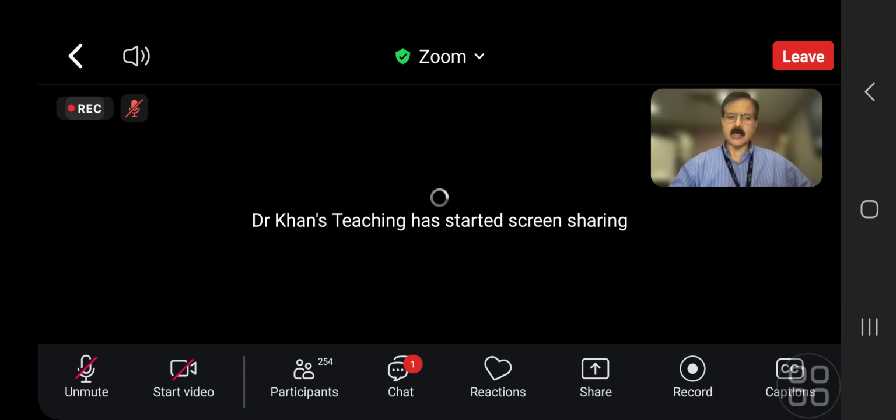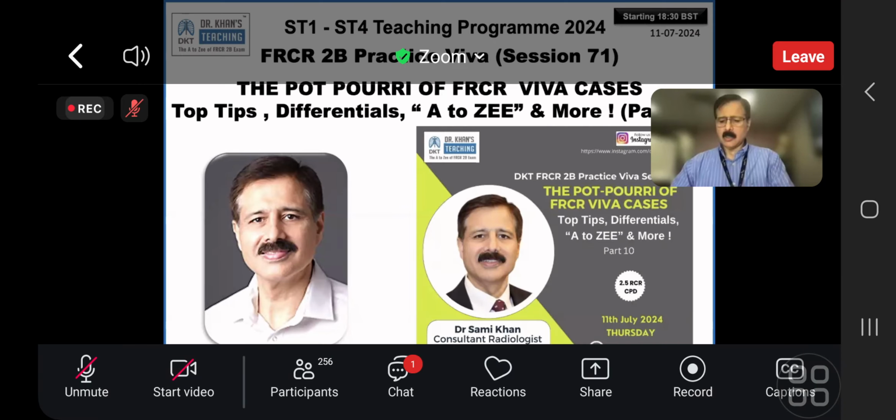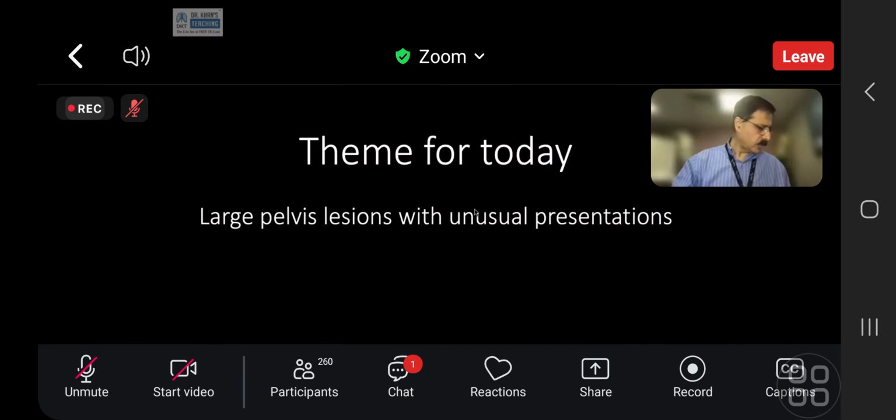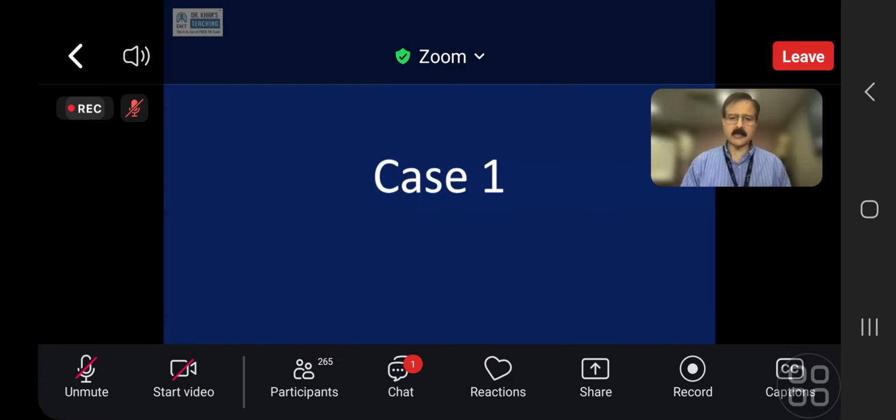Let me go through the teaching points on this case. Candidate did very well. Well done. Today, one thing which I forgot to tell you is that I've selected a few cases which are large pelvic lesions with unusual presentation. I'll show you quite a few cases, and they do come in the exam. Even this time, some of you got similar cases. So that is a theme which I will go through today.